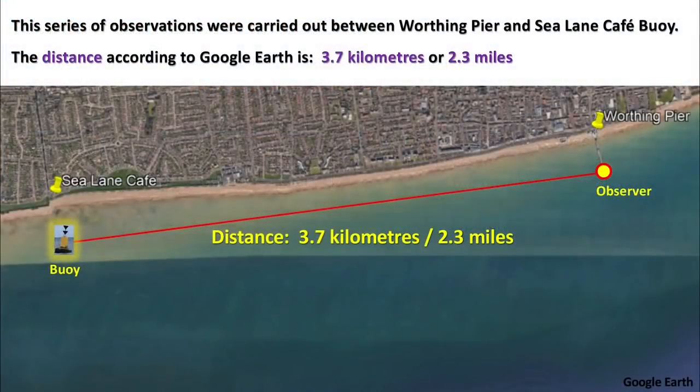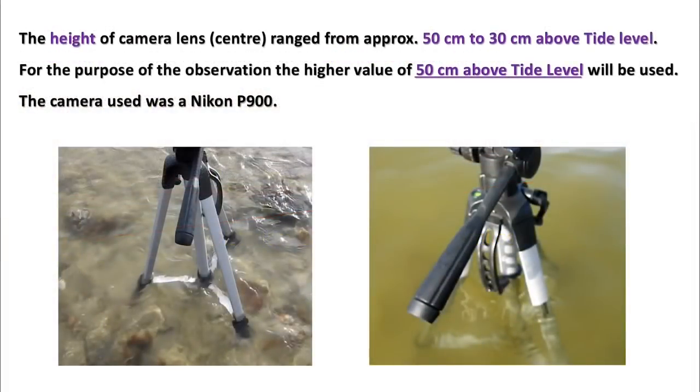This series of observations were carried out between Worthing Pier and Sea Lane Cafe Buoy. The distance, according to Google Earth, is 3.7 kilometers or 2.3 miles. The height of camera lens center ranged from approximately 50 centimeters to 30 centimeters above tide level. For the purpose of the observation, the higher value of 50 centimeters above tide level will be used. The camera used was a Nikon P900.